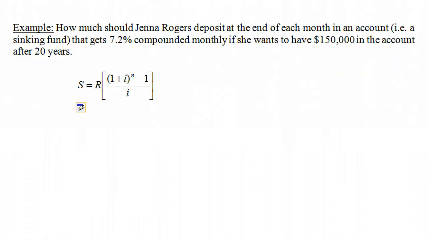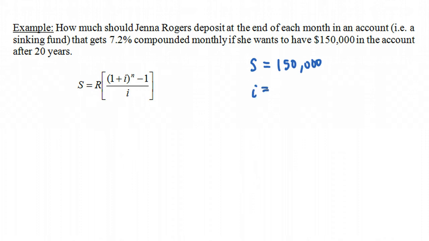How much should Jenna Rogers deposit at the end of each month in an account, i.e. a sinking fund, that gets 7.2% compounded monthly if she wants to have $150,000 in the account after 20 years? Okay, so let's put in what we know. We know the future amount, S, that she wants to have is $150,000. The R is the thing that we're looking for.